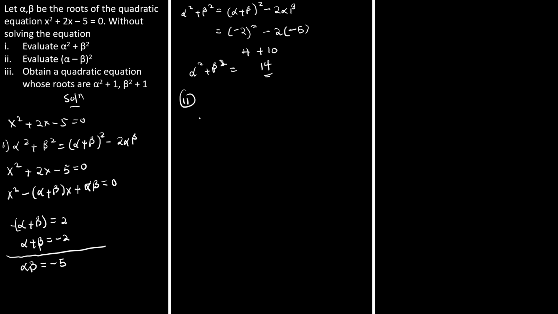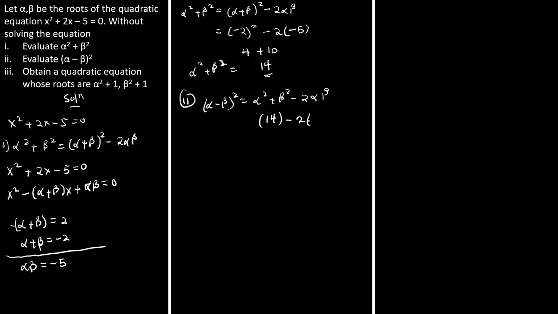So we can say (alpha minus beta) all square is alpha square plus beta square minus 2 alpha beta. And in the question, we got to realize that alpha square plus beta square is 14 from the first question. So we can replace this by 14. So 14 minus 2, which is this 2.